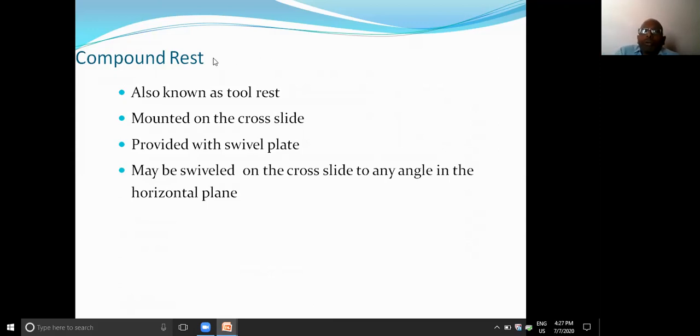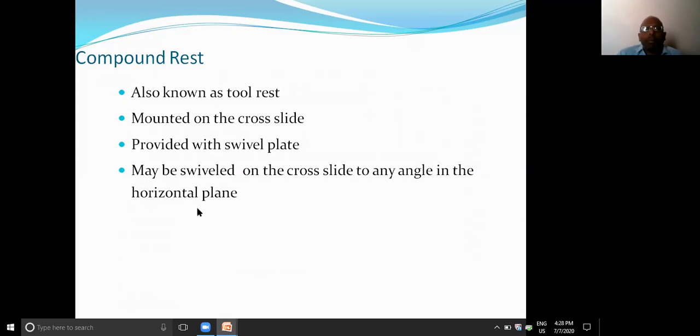That means in order to move the cutting tool at a particular angle, or to perform taper turning operations, the compound rest is adjusted to a particular position and moved with respect to the job. Otherwise, in either the parallel or perpendicular position, the compound rest should not move. Only either the cross slide or the saddle is supposed to be moved.